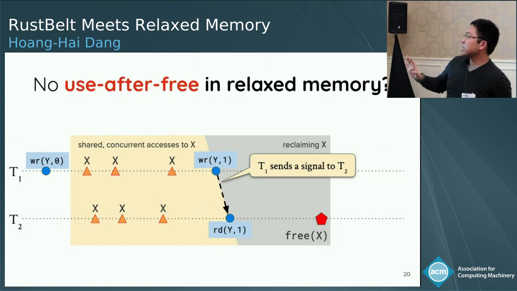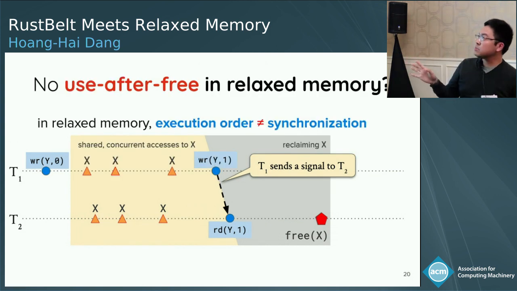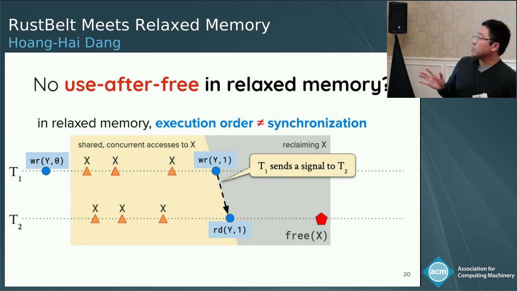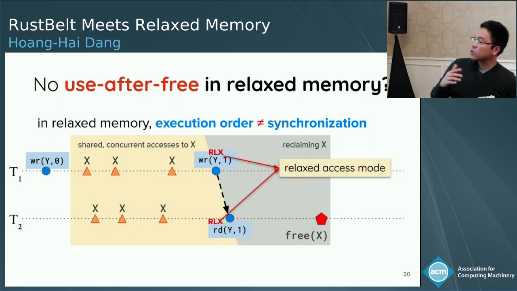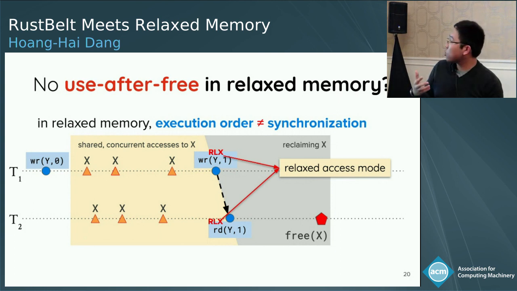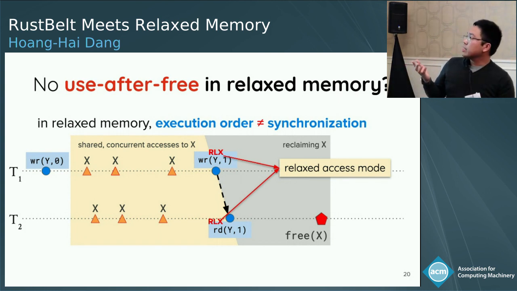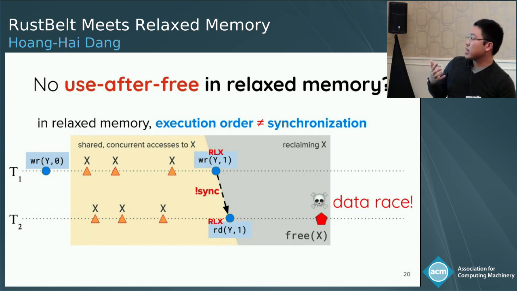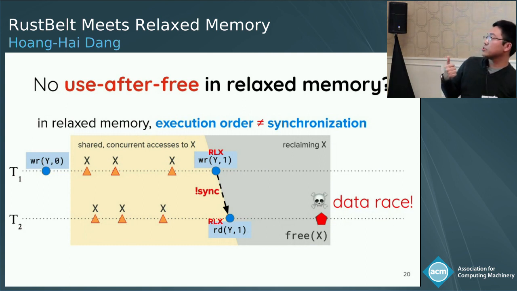However, in relaxed memory, there's a problem. In particular, in relaxed memory, the execution order no longer coincides with synchronization. Even if you know that the read of 1 from Y by the second thread is executed after the write of 1 to Y by the first thread, if you happen to use a so weak access mode, in this case I'm using relaxed, then there will be no guaranteed synchronization between the two threads. And in that case, it might be possible that the free of X by the second thread is racing with the accesses to X by the first thread.